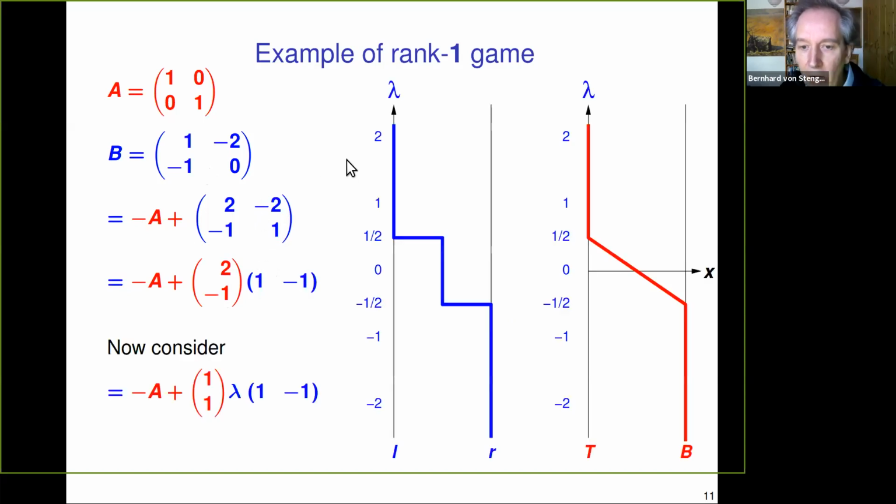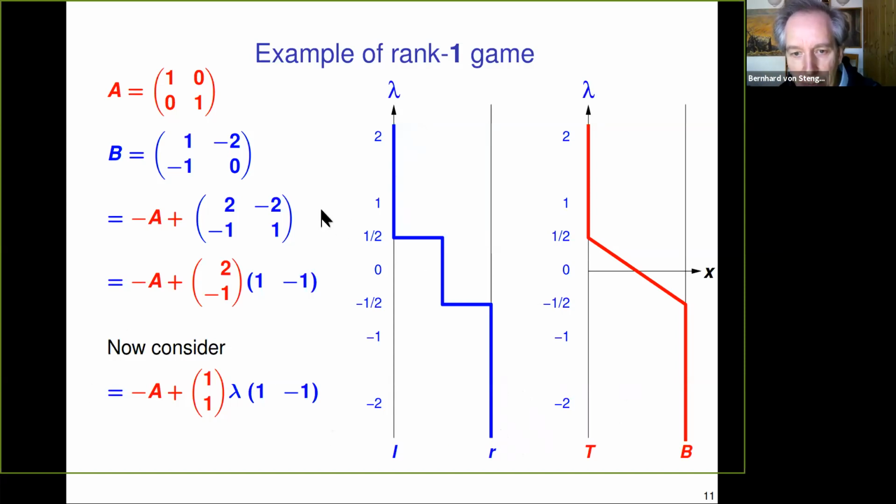Okay, and now I look at this parameterized game. Remember, that's what we were doing. Instead of looking at this game, we parameterize now with a constant vector 1, lambda times B, and we get these lines that represent the equilibria as a function of lambda. And so this is the equilibrium set parameterized by lambda of this parameterized game.